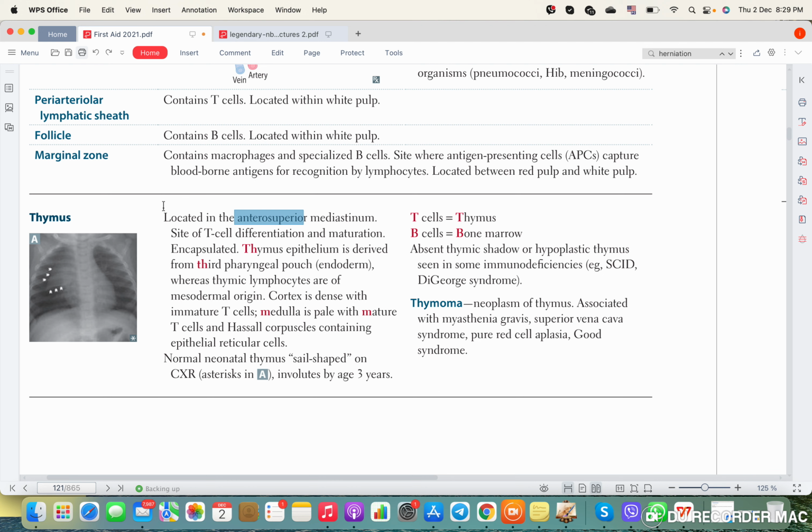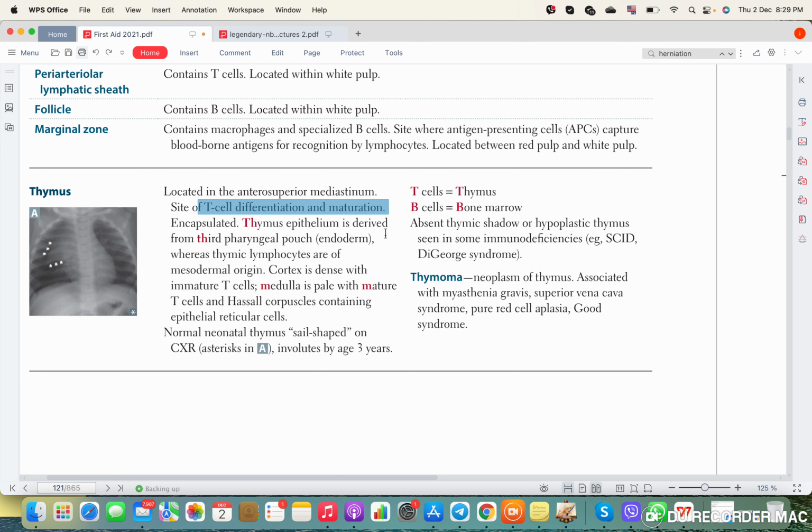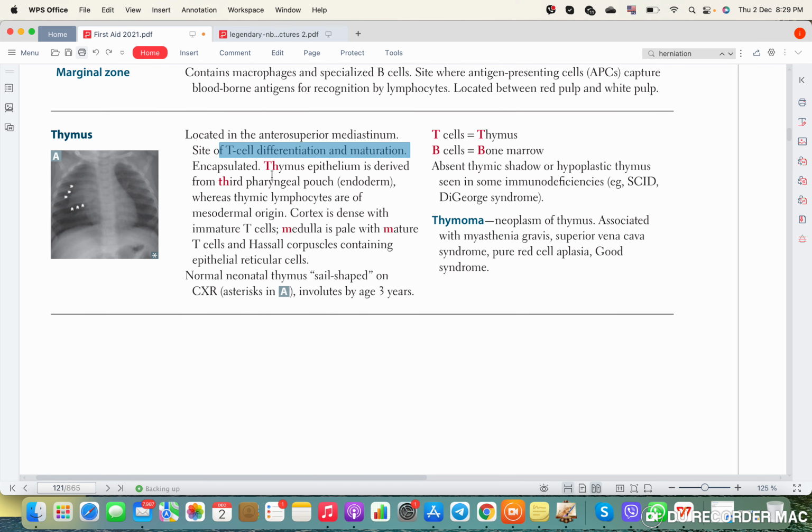So it's located in the anterior superior mediastinum. It's the site of T cell differentiation and maturation. We'll speak about how that occurs exactly in the future. It's an encapsulated organ again. The thymus epithelium is derived from the third pharyngeal pouch, which is an endoderm. You're like, what is endoderm and what is a third pharyngeal pouch? Don't worry about it now. We'll speak about it in reproductive. Whereas thymic lymphocytes are mesodermal in origin.